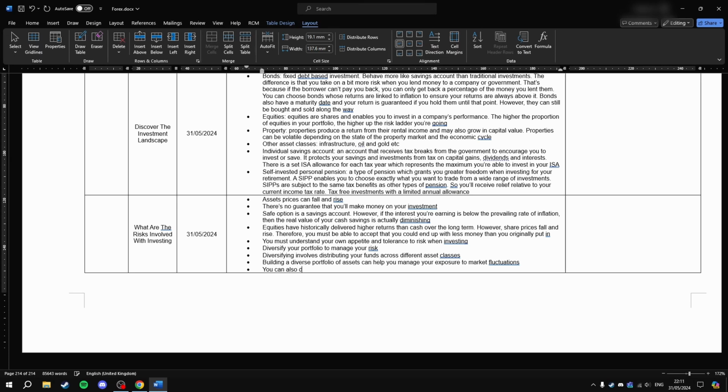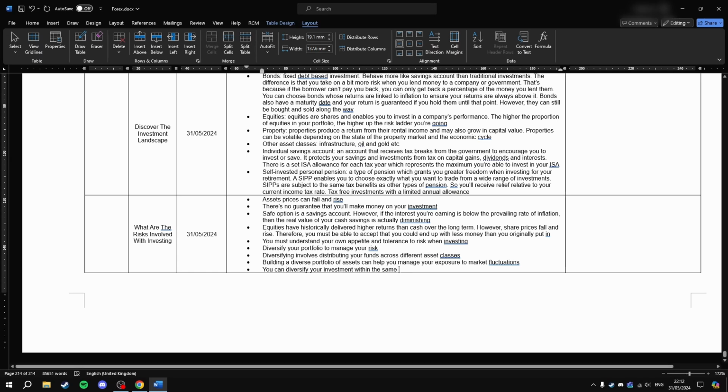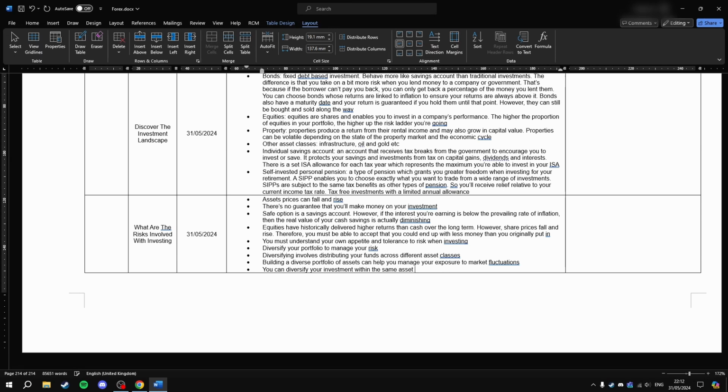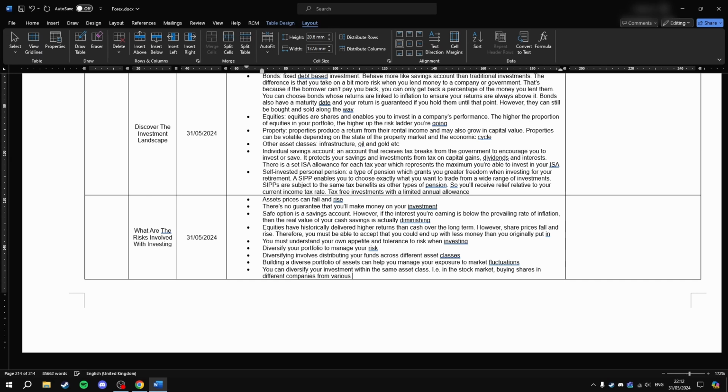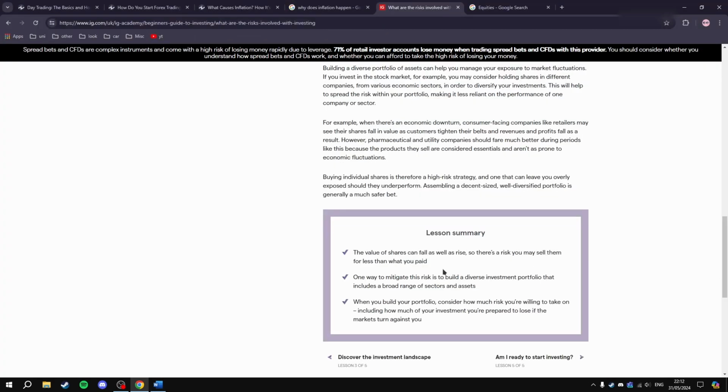You can also diversify your investment within the same asset class, i.e. in the stock market, buying shares in different companies from various economic sectors in order to diversify your investments. This will help to spread the risk within your portfolio, making it less reliant on the performance of one company or a sector.